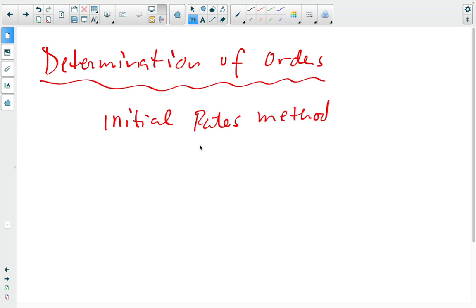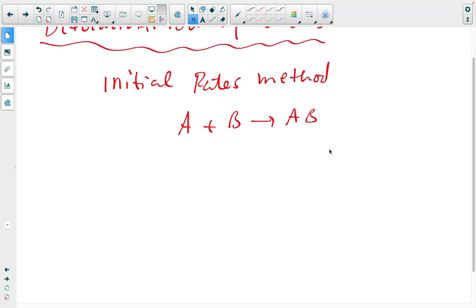So essentially what we do is, let's say I'm going back to my simple reaction of A plus B goes to AB. What I will do is I will do multiple trials of this experiment. And then I will measure the initial rates.